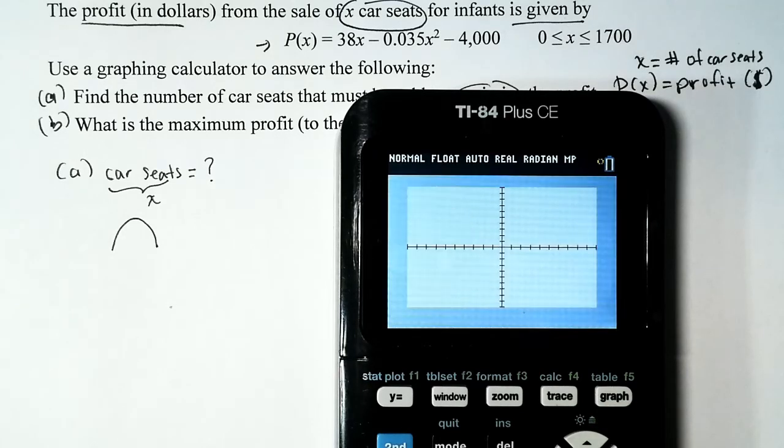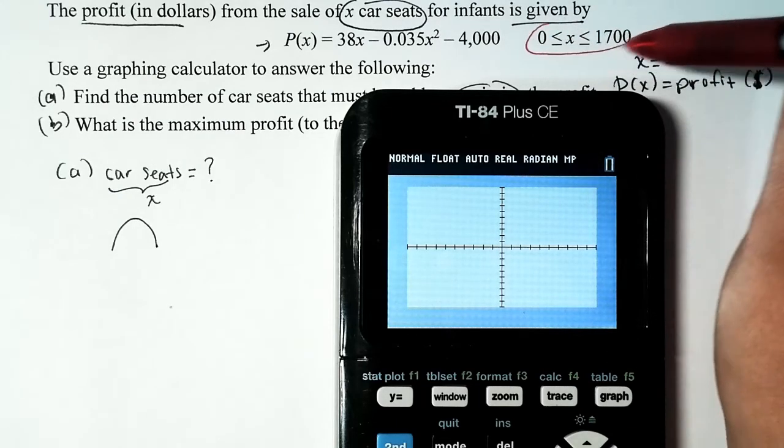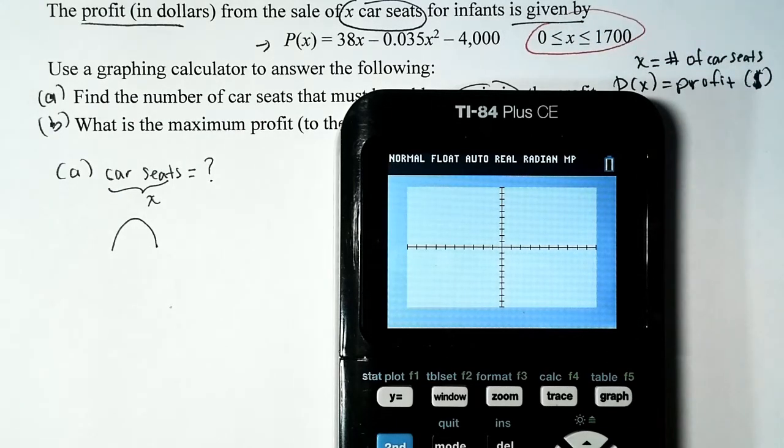Enter. Sorry, I'm a little nervous. So the standard viewing window for the x goes from -10 to 10, and for the y, it also goes from -10 to 10. Now, I don't see anything graphed here, but we have to bear in mind the domain. The domain for x is from 0 to 1700. So let's go to the window.